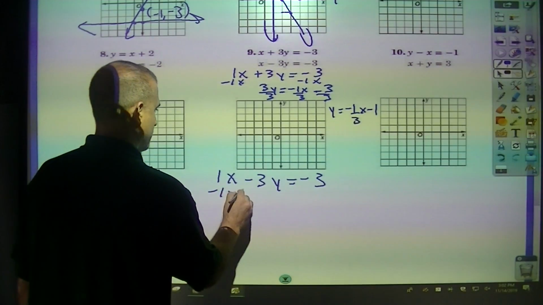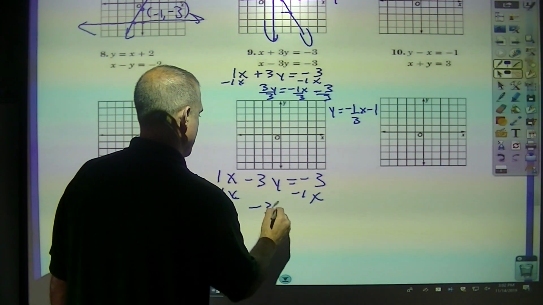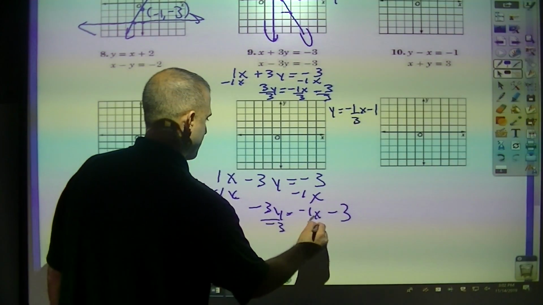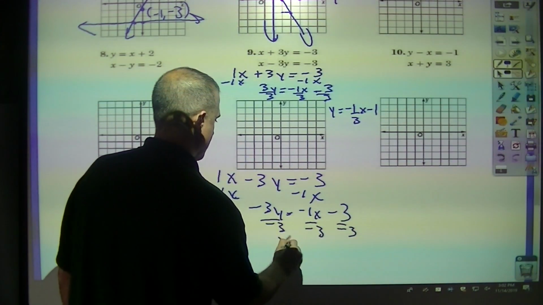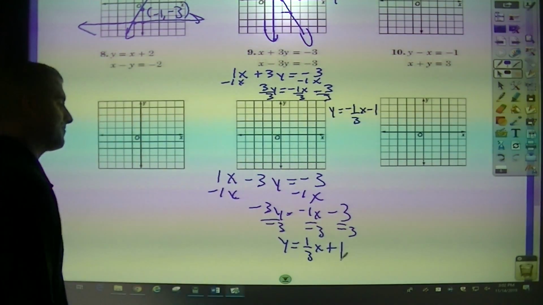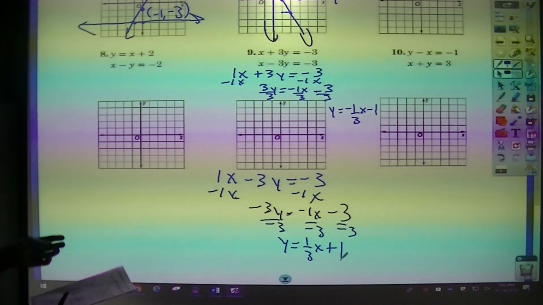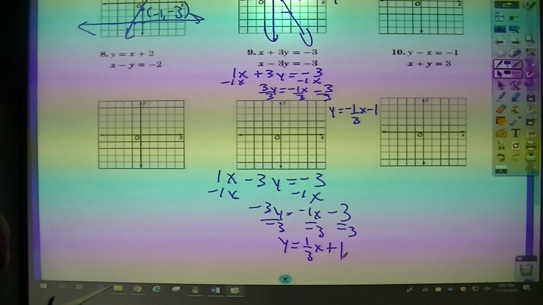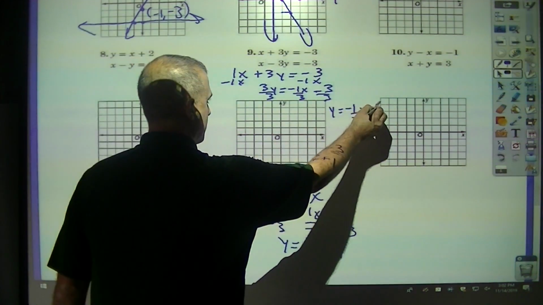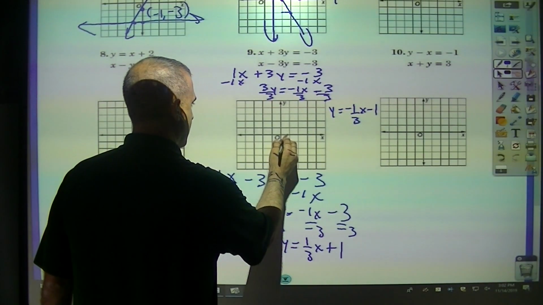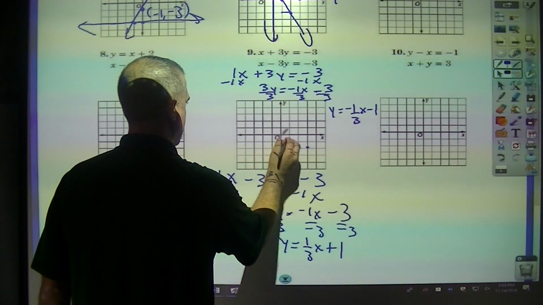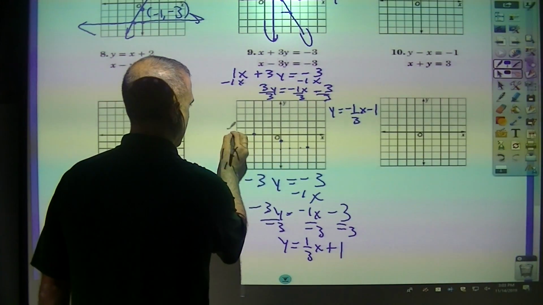Okay? Now I'm going to rewrite this one. That's 1x, so I'm going to subtract the 1x, subtract the 1x. -3y equals -1x minus 3. Divide by -3. So that's going to be y equals 1/3 x plus 1. Okay? All right? So what I would do, this one I would start at -1, down. So that's 1 down, 1, 2, 3 right. Okay, I'll go the other way. 1 up, 1, 2, and 3.